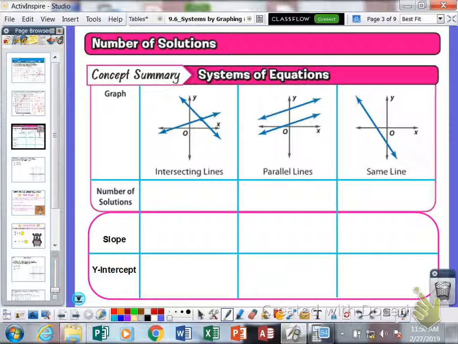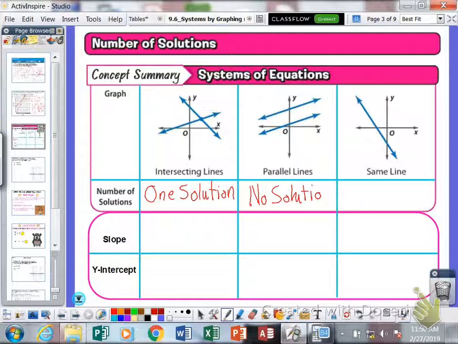All right, so we have some of our graphs here that you're definitely going to be running into. Intersecting lines, parallel lines, and the same lines. The number of solutions for intersecting lines, there's only one solution, and that's going to be that ordered pair that the lines intersect at. Number of solutions for parallel lines, there is going to be no solution. They do not intersect at all, so there is no solution there.